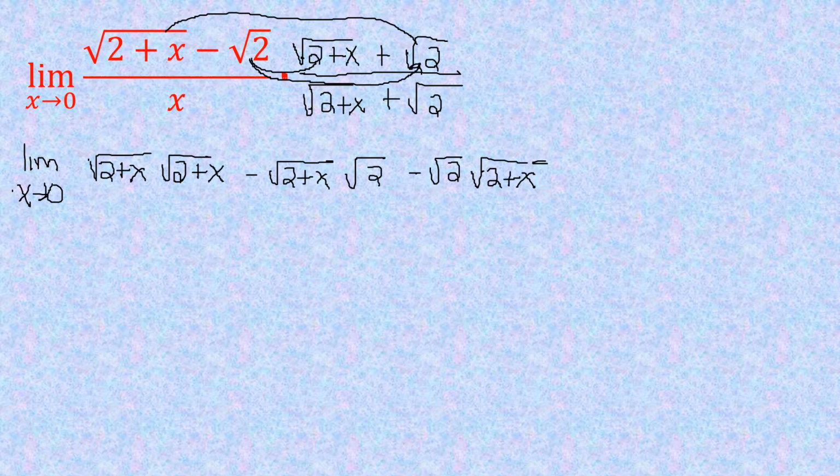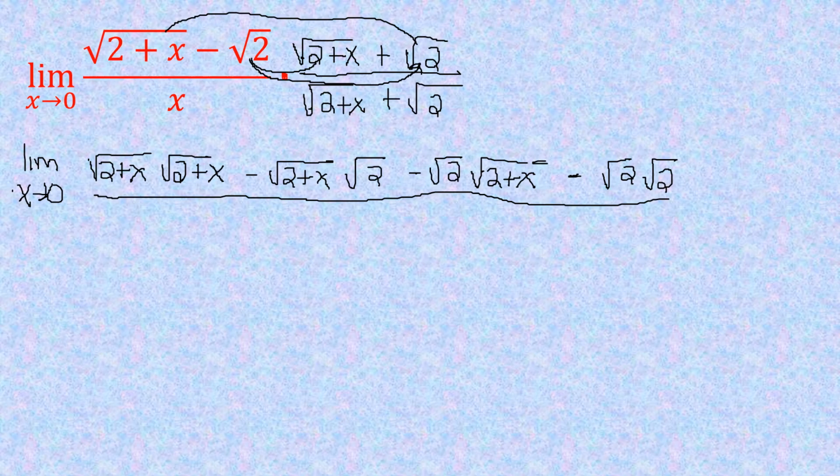Sorry, I keep running out of space here. That would be minus radical 2 times radical 2. Okay, all over, we multiply the denominator, and we're not going to multiply that out. We're just going to leave it like it is. All over x times the quantity 2 plus x plus 2.